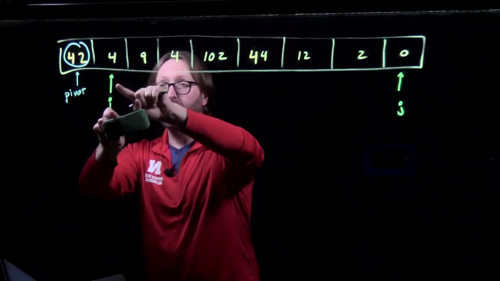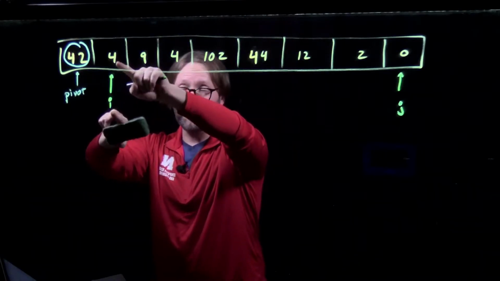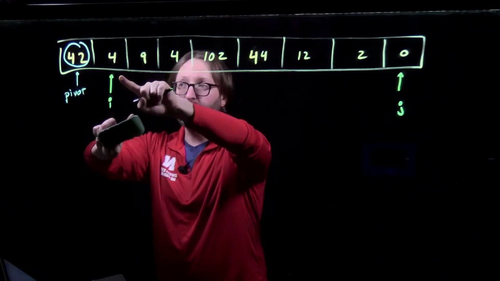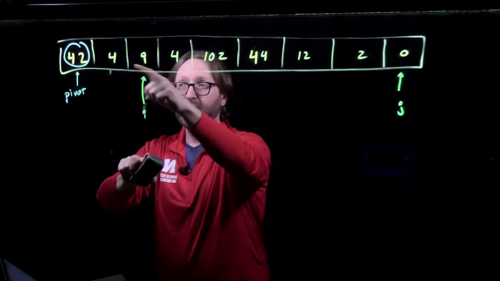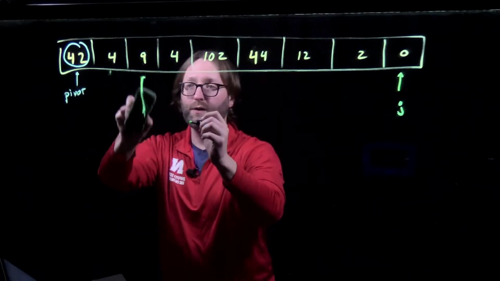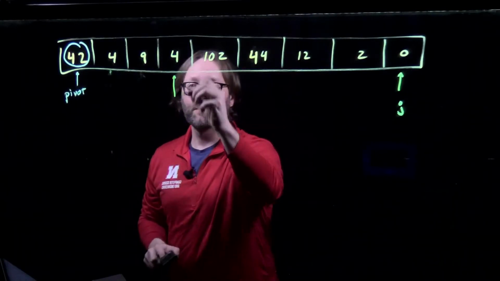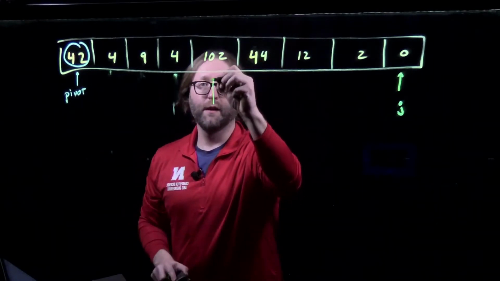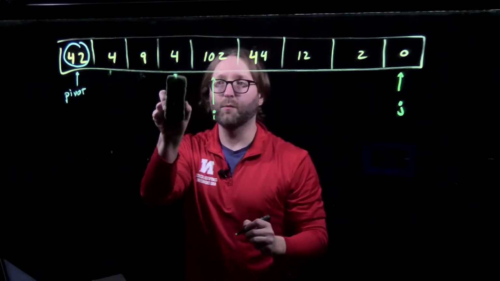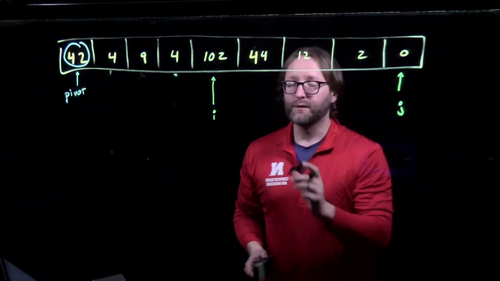We make a comparison at i here. The element is 4. It's less than 42, so we move on to the next element. 9 is less than 42, so we move on to the next element. 4 is less than 42, so we move on to the next element. And at this point we stop because 101 is greater than 42, so it's on the wrong side.